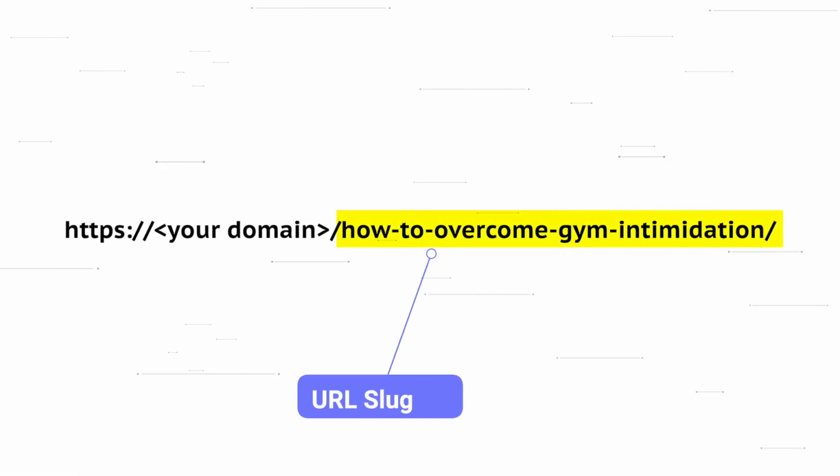Another area is the URL slug. This is the part of the URL that shows after your domain. You should include your target keyword here, because Google will often crawl the URL first to get an initial idea of what this page is about.